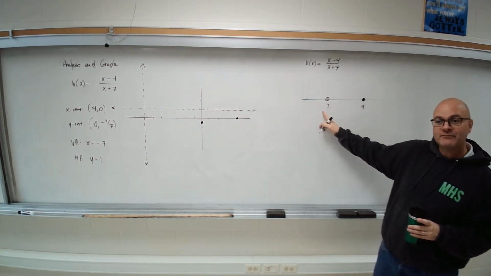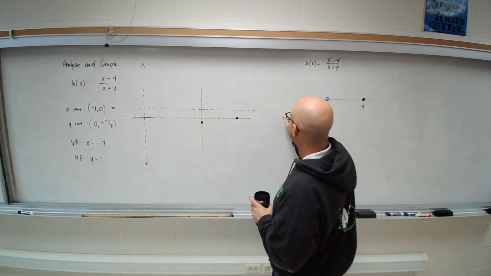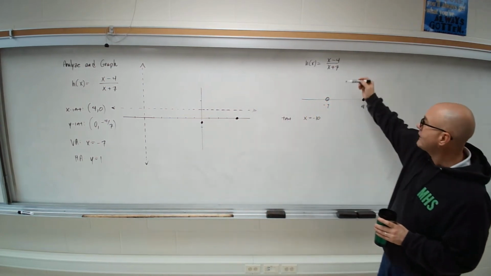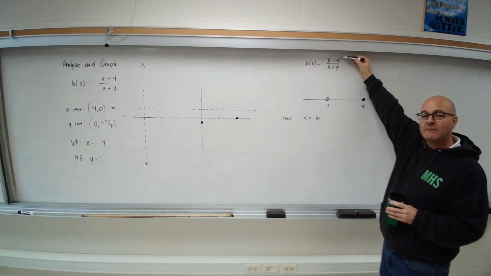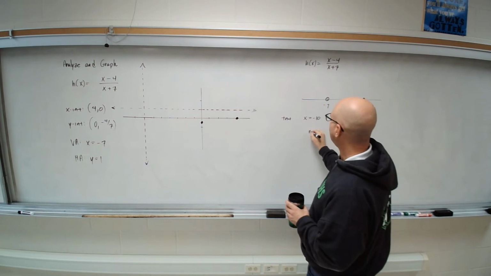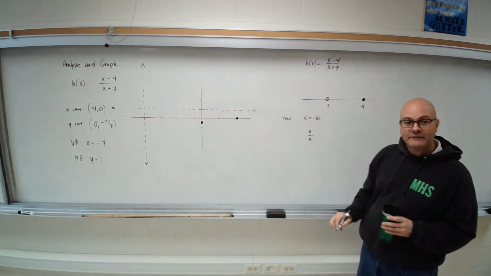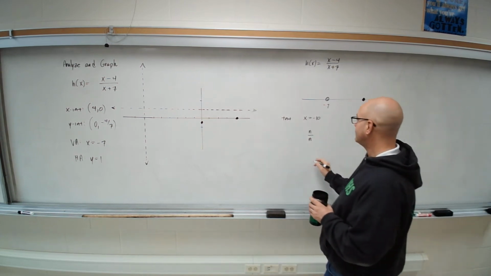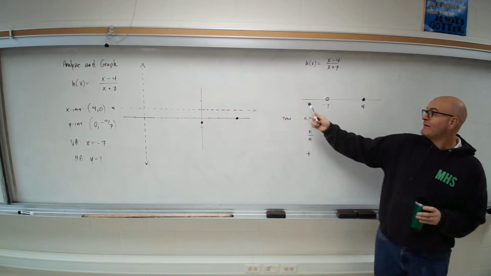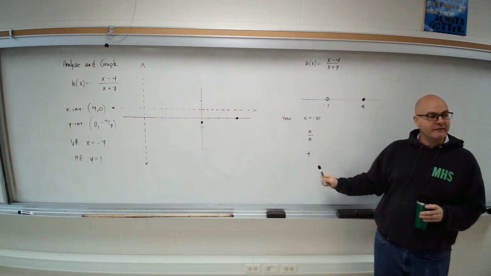So within each of these intervals, this one goes from negative infinity to negative 7. Pick any number in that interval. Let's say I'm going to test negative 10. Look at our function. If I put negative 10 in here, negative 10 minus 4 on top is negative, negative 10 plus 7 on the bottom is negative. A negative divided by a negative is positive. So that tells me that for that interval, from negative infinity to negative 7, the graph is going to be above the x-axis.